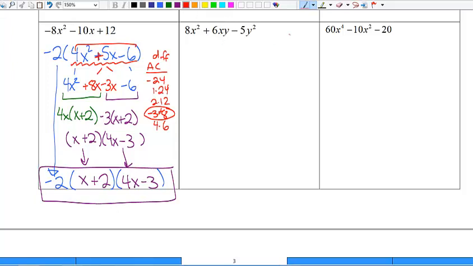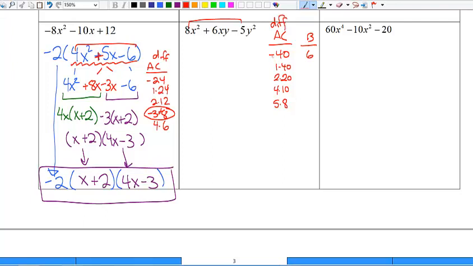Okay, so the next one has no GCF, but it does have those x's and y's in it. So we're going to go ahead and proceed with my AC method. So that gets me negative 40. I'm looking for numbers that multiply to negative 40 and add to 6. So that's 1 times 40, 2 times 20. 3 doesn't work. 4 times 10, 5 times 8, 6 doesn't work, 7 doesn't work, and 8's already in my list. So which two? Let's see, we have different signs again.